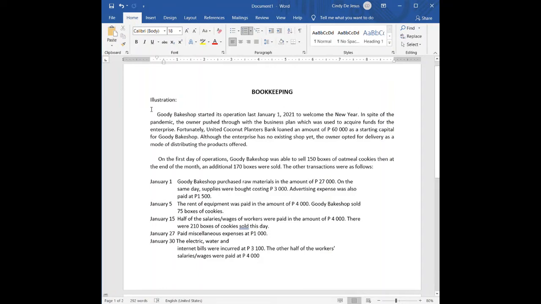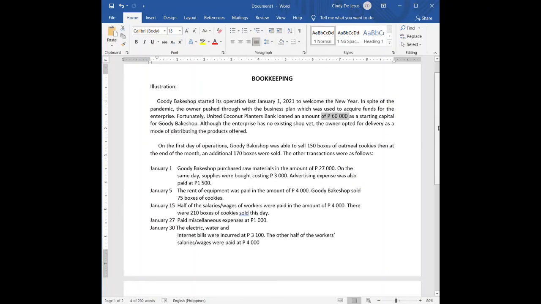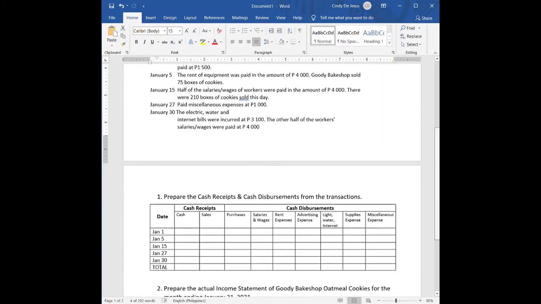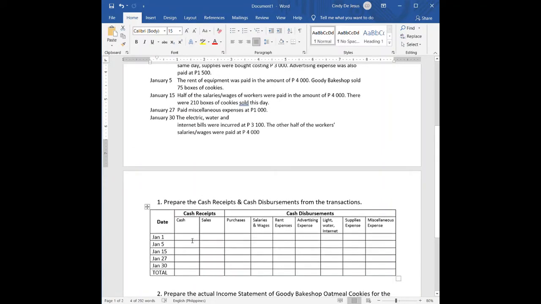Okay? So first of all, if you take a look at this paragraph here, you will immediately see the amount of 60,000. And what is this? This is the amount he loaned to start the business, and it happened January 1. So where will you put it here? It should be in the cash receipts. 60,000.